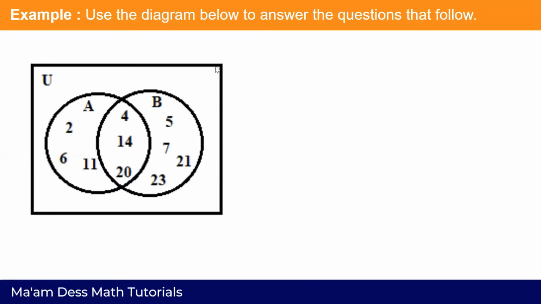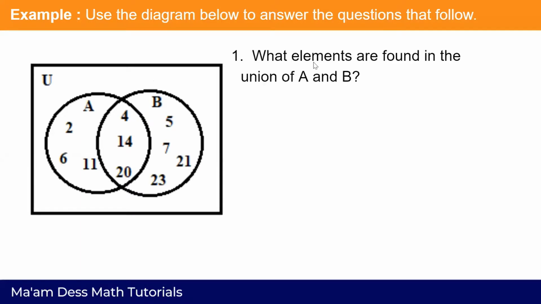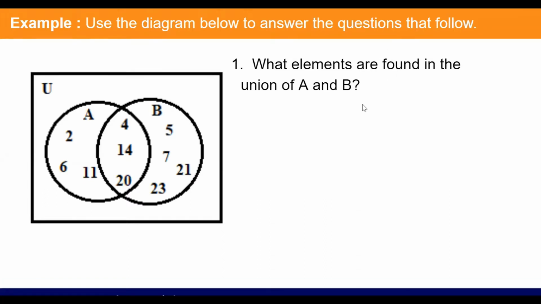Okay, use the diagram below to answer the questions that follow. Number 1, what elements are found in the union of A and B? Okay, elements in the union of A and B. Now, union, combining all elements. So, lahat po ng elements na nandito sa set A and set B are our answers.